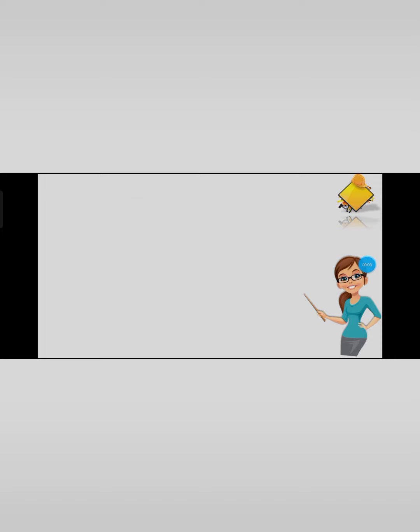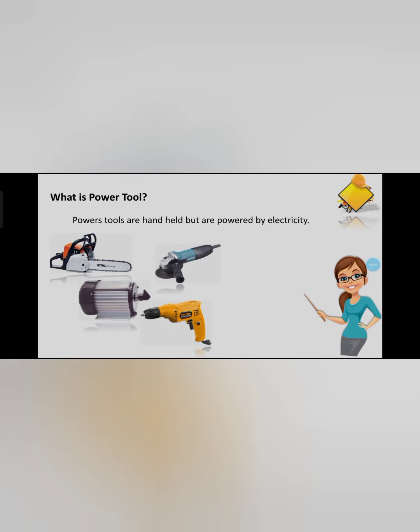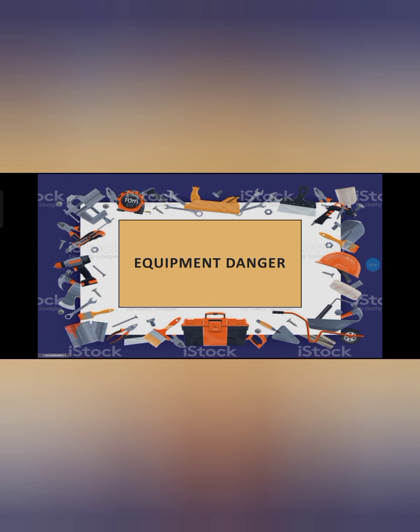Okay, so what is power tools? Again, the power tools are handheld but are powered by electricity. So, ano-ano ang mga types of power tools that are using electricity? So, this include chainsaws, high-grade motors, electric drills, angle grinders, jigsaw, cutters, and routers, and etc. Okay? So, next we're going to discuss about equipment danger.